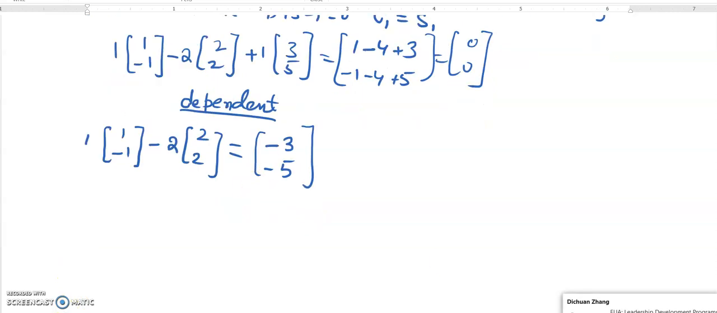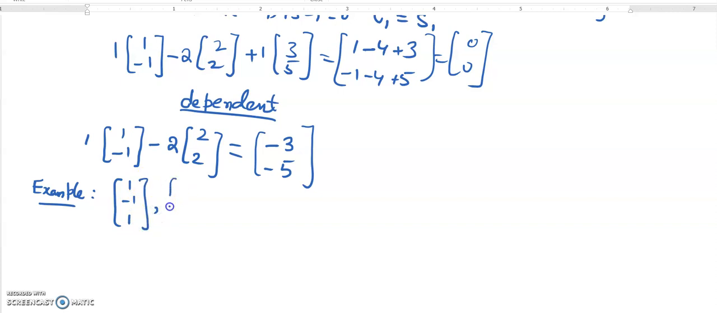Okay, so now let's check another example again. This time I am going to take 3 component vectors: (1, -1, 1), and (2, -1, 0), and (0, -1, 2). So we want to determine whether these 3 vectors are linearly independent or not.